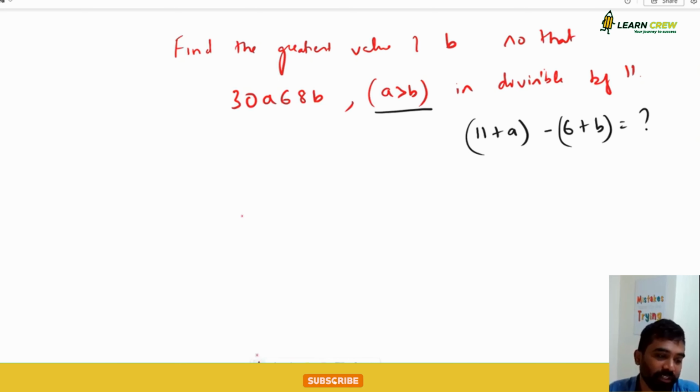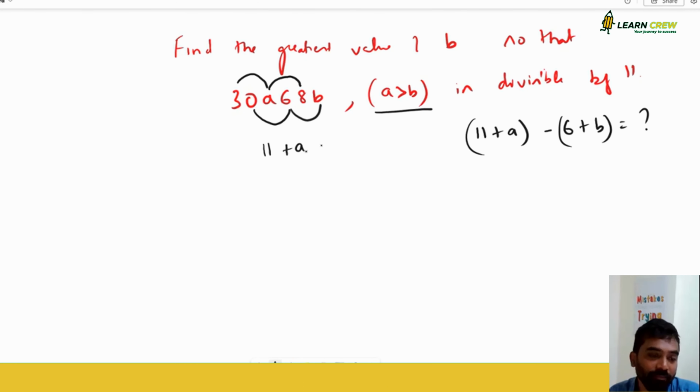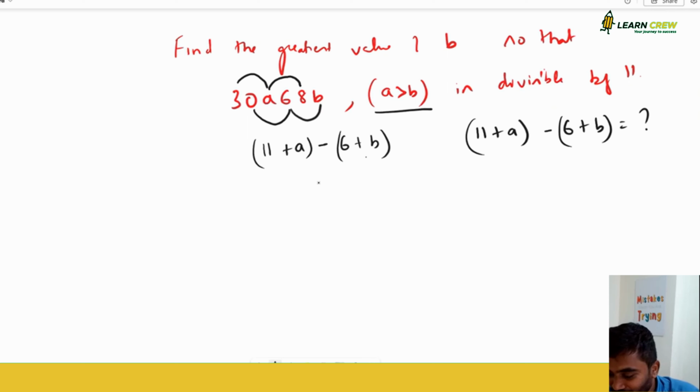Now, what are the alternate numbers here? 3, A, 8. And the other is going to be 0, 6, B, right? So 3 plus 8 is going to be 11 plus A, 11 plus A minus 0, 6, B. This is going to be 6. Yes, this is what you got, right?